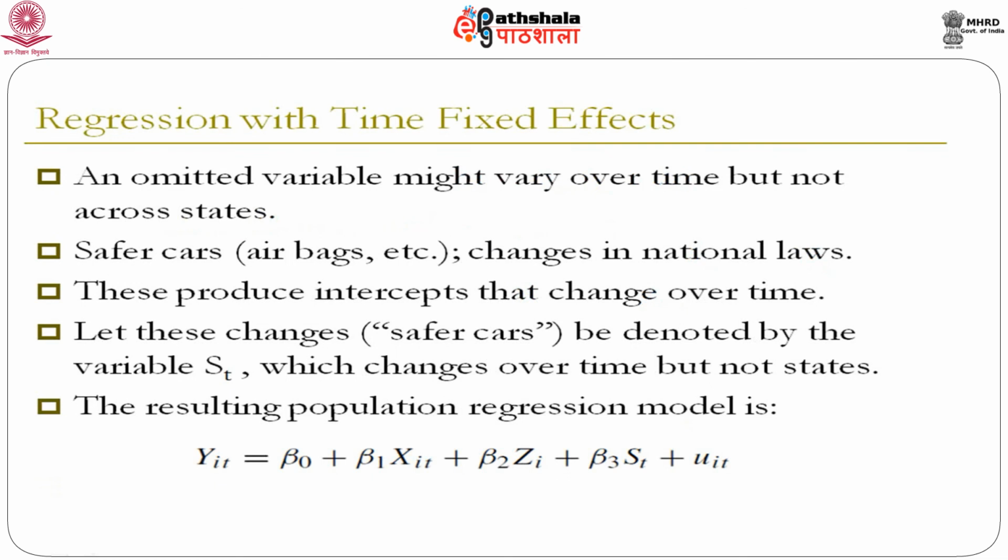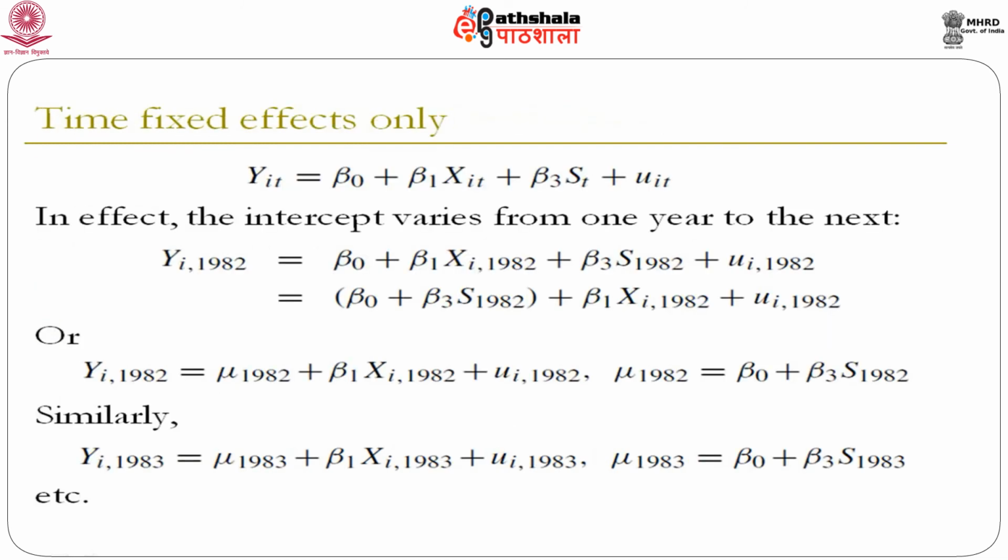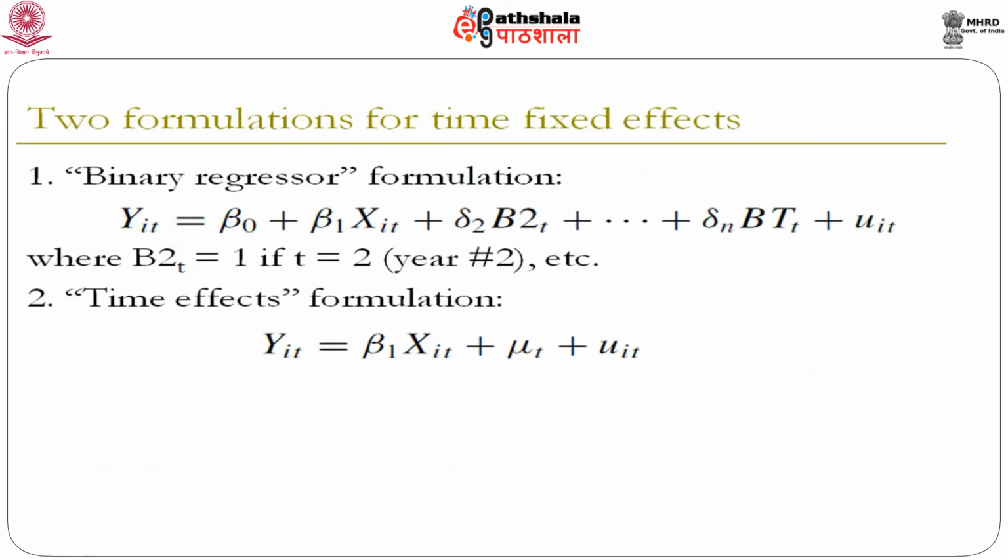Now similarly, you can have a time specific effect. An omitted variable may vary over time, but not across states. So far as it causes changes in national laws, these produce an intercept term that can change over time. Let these changes be denoted by S_t, which changes over time but not with states, and so you can have the population regression model allowing for this time specific effect. And similarly, you can have the regression for 1982, 1983, etc.